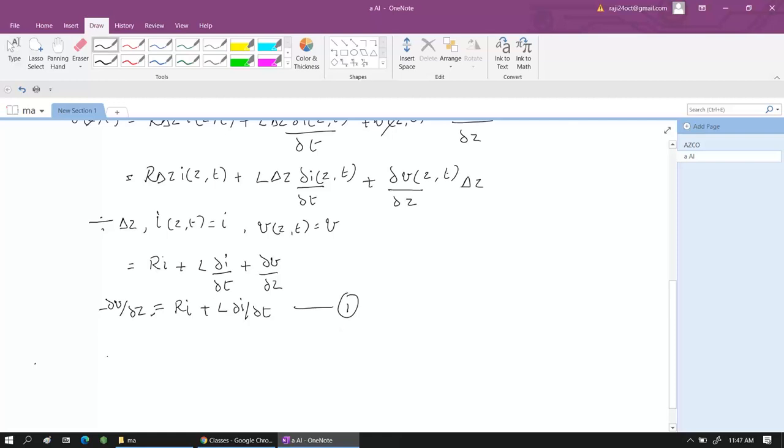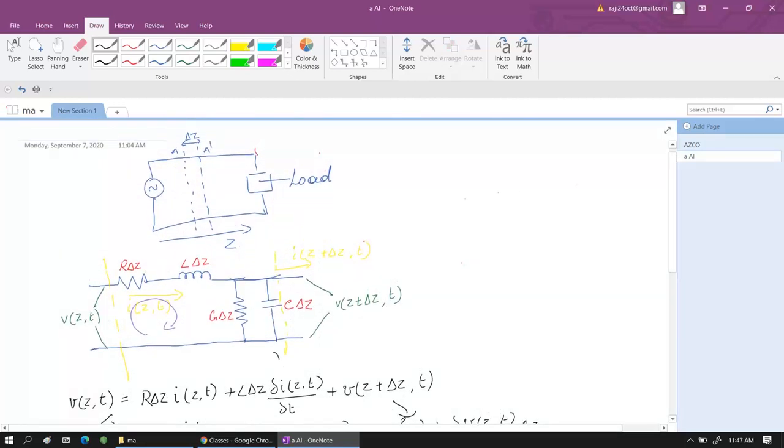So this we have considered as equation 1. What next we'll do is apply KCL at this point. So when I'm applying it at this point, what all the currents can we say?